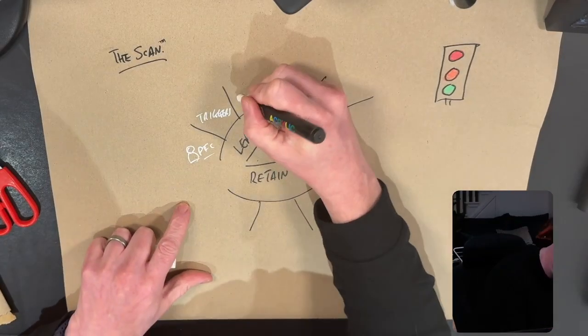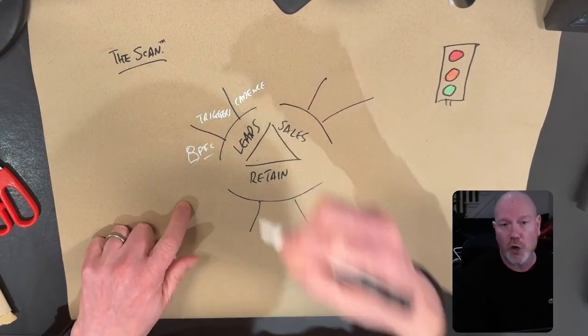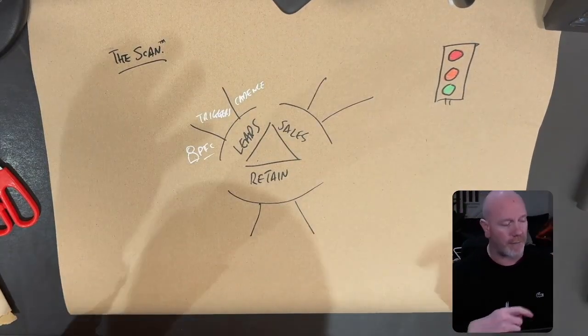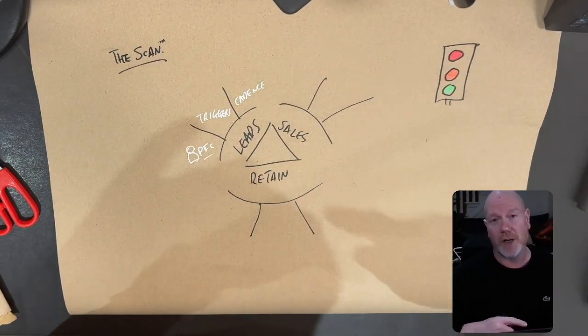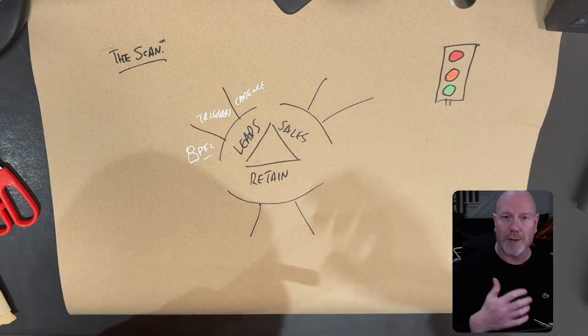And then the next thing is the cadence, the process that you're going to use to communicate with them. So it's phone calls, emails, video, voice notes, reaching out to people in lots of different ways, but having a process to follow as well.